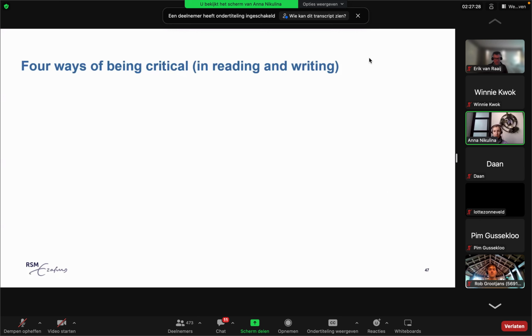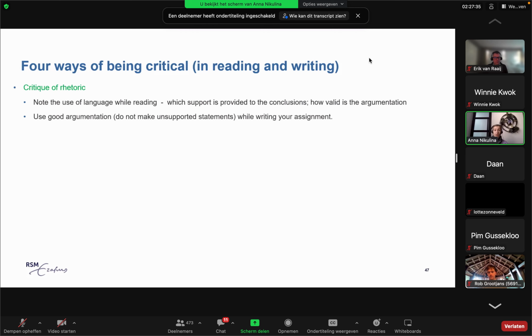4 ways of being critical. Again, this is important because it helps you structure your thinking of what critical means. First of all, Saunders et al. mention critique of rhetoric, which means that when you read, you look at the language that is used. Is the argumentation present? Are conclusions supported? How valid is the argumentation? This is really just reasoning in research. Is it good quality? Is it something that feels reliable and valid?